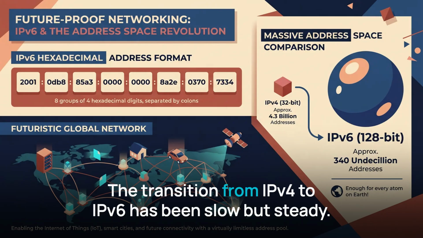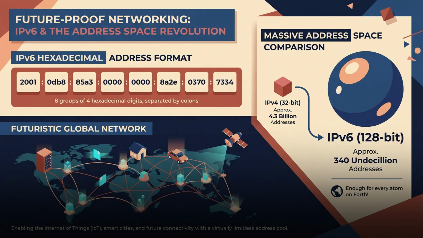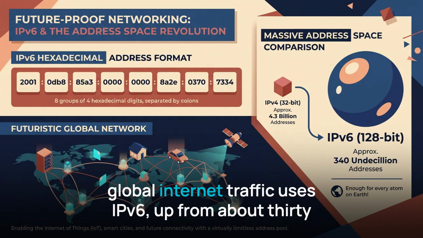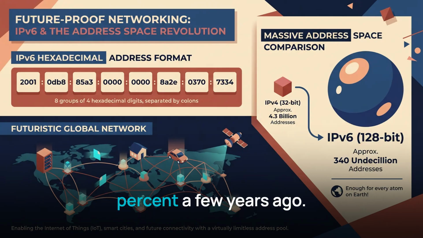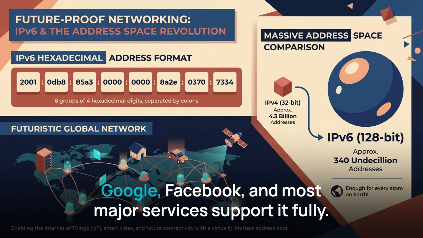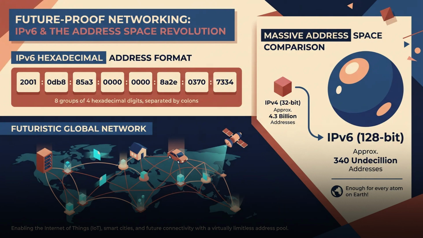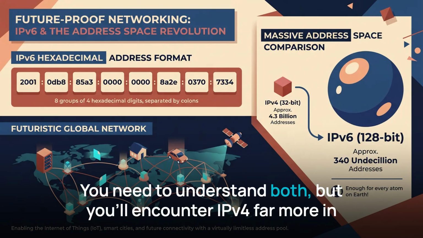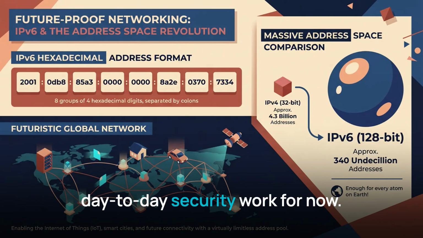The transition from IPv4 to IPv6 has been slow but steady. As of 2026, roughly 45% of global internet traffic uses IPv6, up from about 30% a few years ago. Google, Facebook, and most major services support it fully. Cloud providers assign IPv6 by default on new infrastructure. You need to understand both, but you'll encounter IPv4 far more in day-to-day security work.